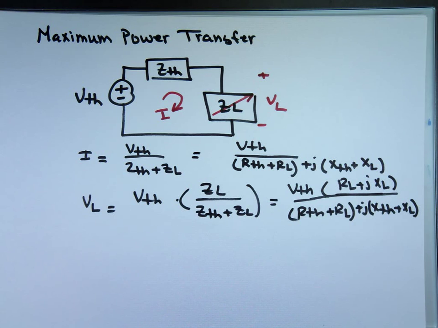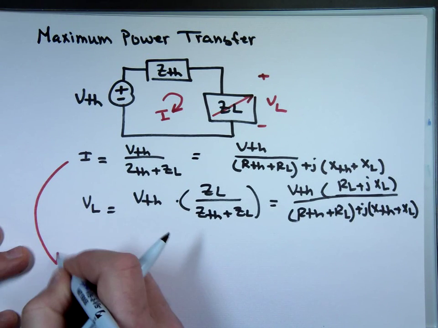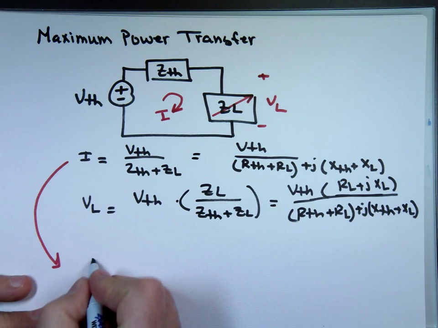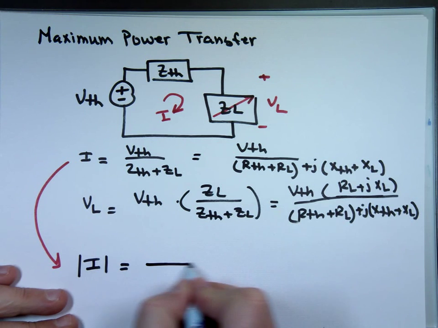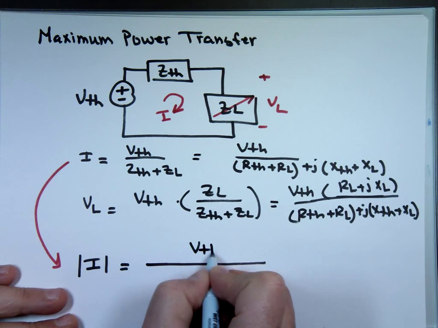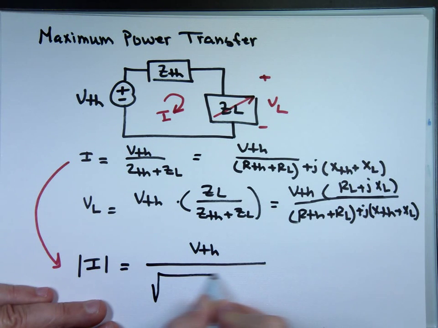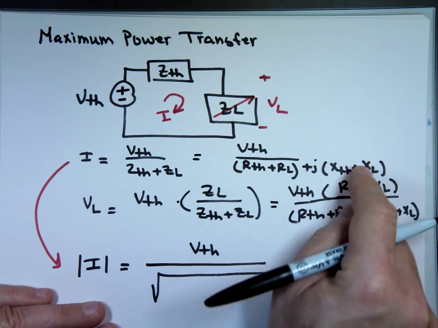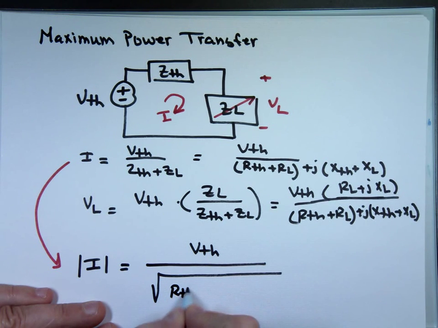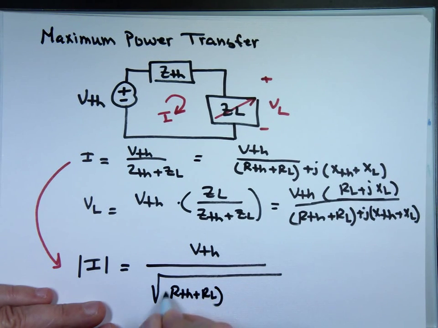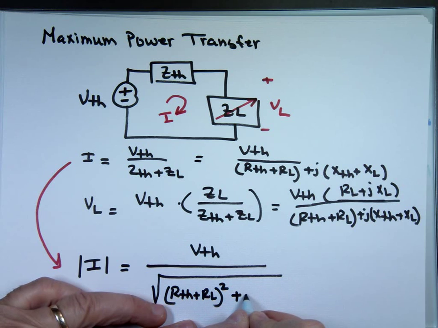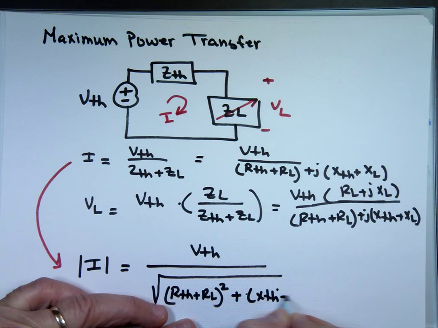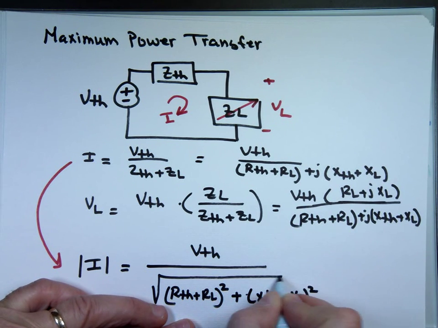What is the magnitude of I? The top is just the real value, V Thevenin. The bottom is the square root of the real portion squared and the imaginary portion squared. That's the magnitude.